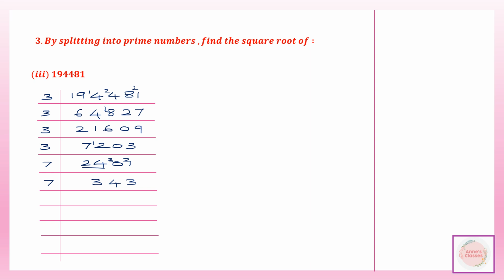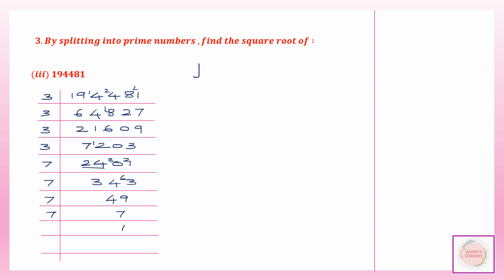So we have 34. 7 into 4. 7 4s are 28. Now what is left? 34 minus 28 is 6. So we have 63. 7 9s are 63. Now we have 49. 7 7s are 49. 7 1s are 7. So now we have found all our prime factors.